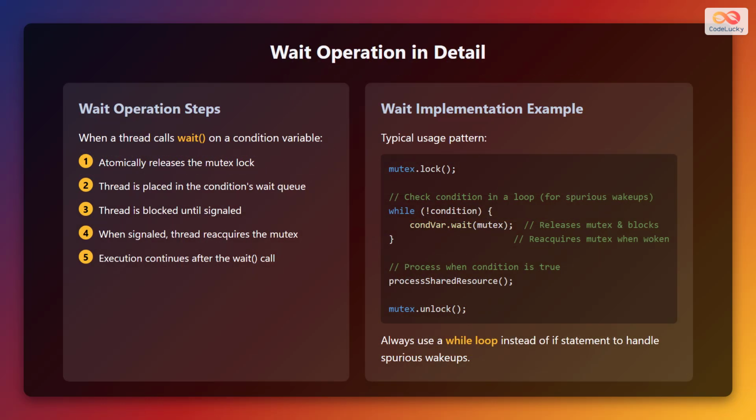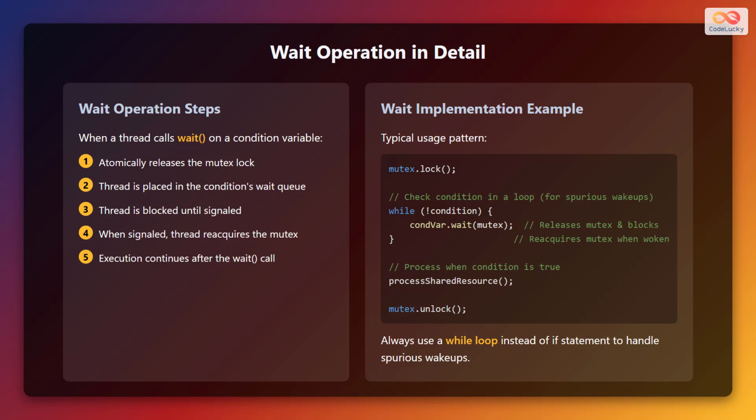Wait operation in detail. Let's delve deeper into the wait operation, examining the step-by-step process a thread undergoes when it invokes this operation on a condition variable. When a thread calls wait on a condition variable, these are the steps involved. Step 1, atomically releases the mutex lock. Step 2, the thread is placed in the condition's wait queue. Step 3, the thread is blocked until signaled. Step 4, when signaled, the thread reacquires the mutex. Step 5, execution continues after the wait call.